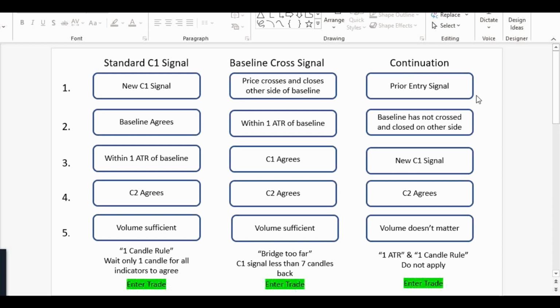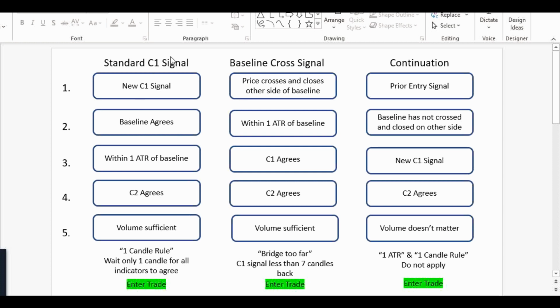Now, here's the thing that I wasn't getting before. I think what was happening before is if I had a signal from C1, I'd take it. If I had a signal from baseline and other things agreed, I'd take it. If I had a signal from my C2, I'd take it. So everything depends on your C1. You build everything else around that. And that's where I think I was missing the boat. So let's see how this works.